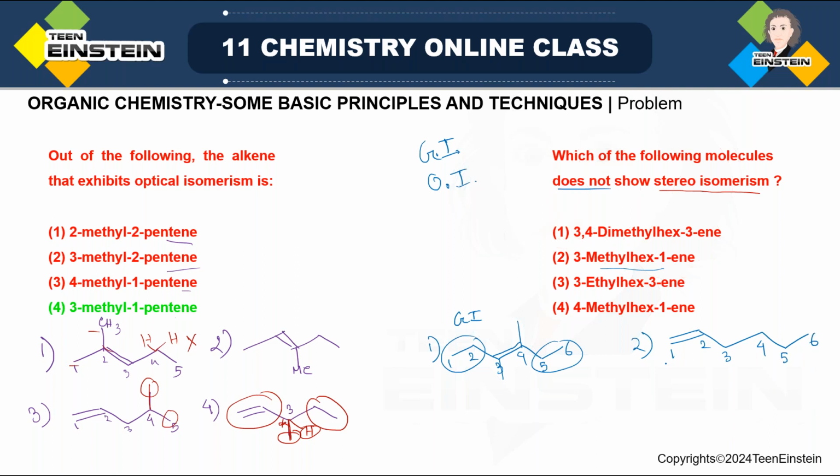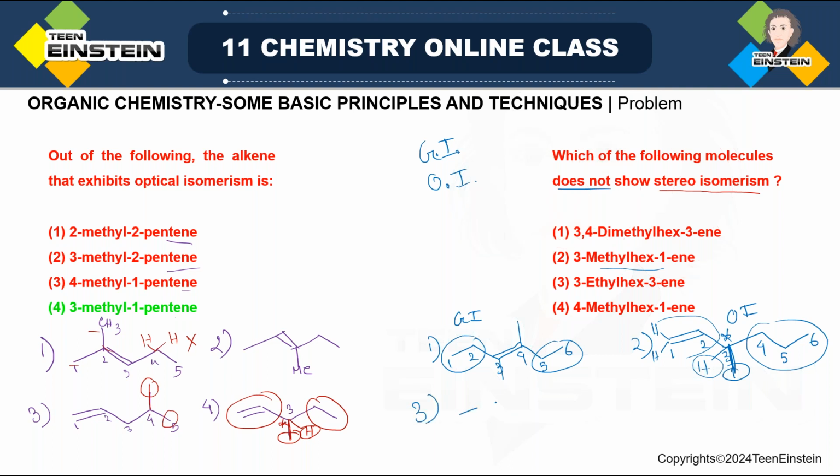Next molecule, 2-methyl hex-1-ene. So now at the 1 position we have the ene, and at the 2 position we have a methyl group. Now GI is not possible because we have 2 same groups. But if you consider this carbon 3, here we have 1 hydrogen also. We have 1 methyl, propyl, this total group, vinyl and hydrogen. So this is also showing optical isomerism.